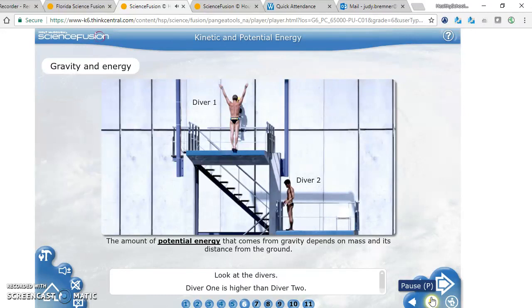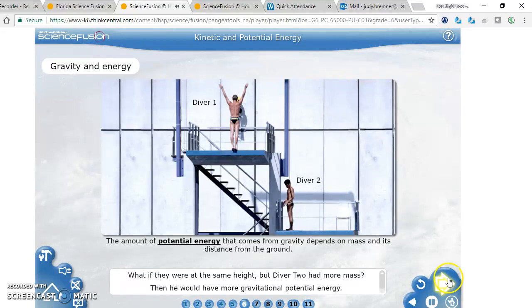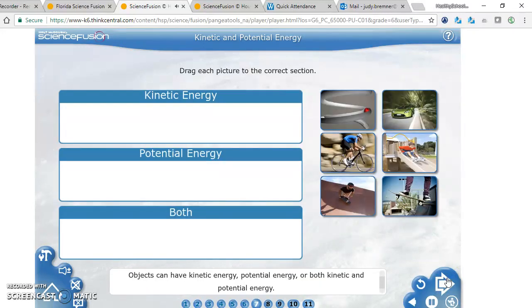Look at the divers. Diver 1 is higher than diver 2. If the two men had the same mass, then diver 1 would have more gravitational potential energy. What if they were the same height, but diver 2 had more mass? Then he would have more gravitational potential energy. Drag each picture to the correct section.